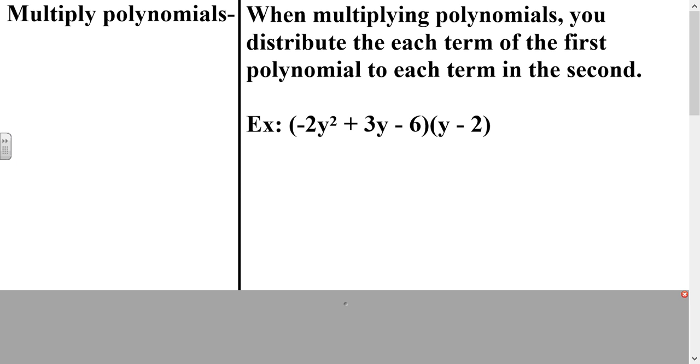So now we're going to be multiplying polynomials. This is a little bit different from adding and subtracting polynomials. You have to distribute each term of the first polynomial to each term in the second. So we're not doing anything with like terms like we did with adding and subtracting. We're distributing. So I have to take negative 2y squared times both of these terms over here. So negative 2y squared times y would be negative 2y cubed. And negative 2y squared times negative 2 would be positive 4y squared.